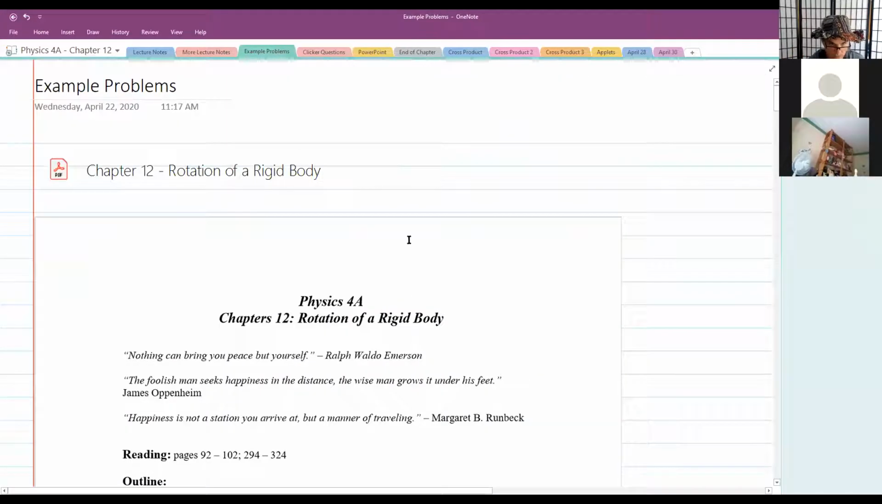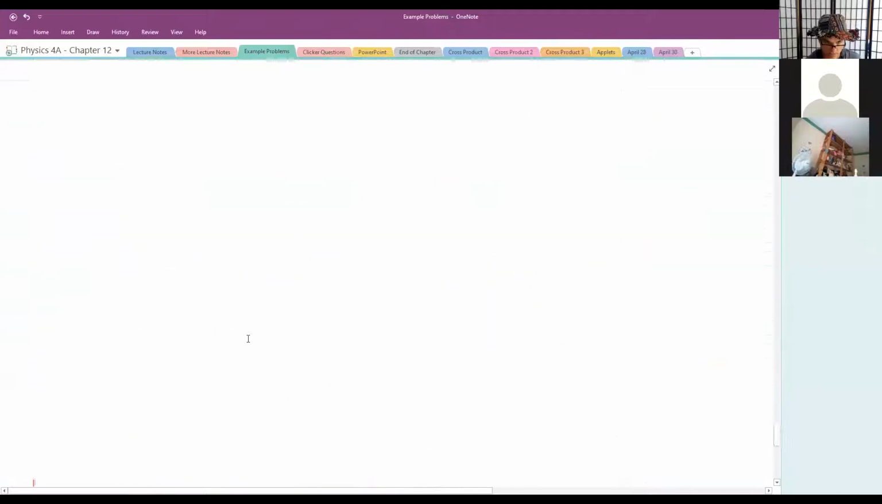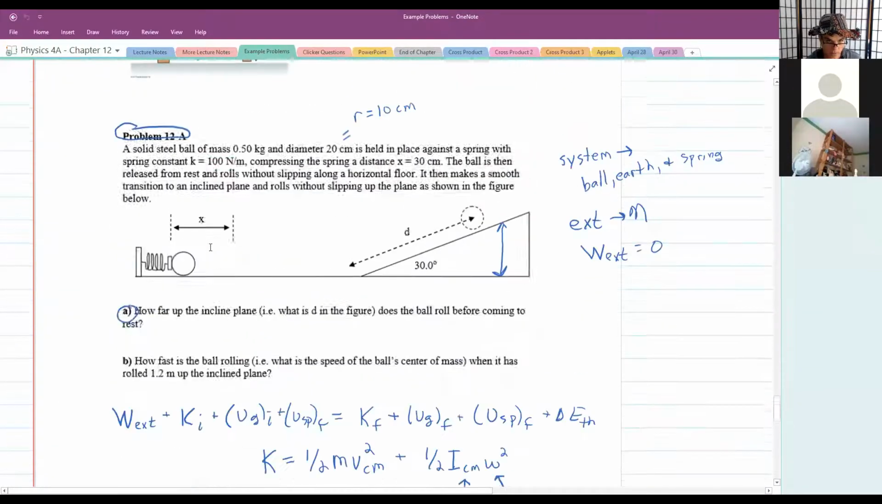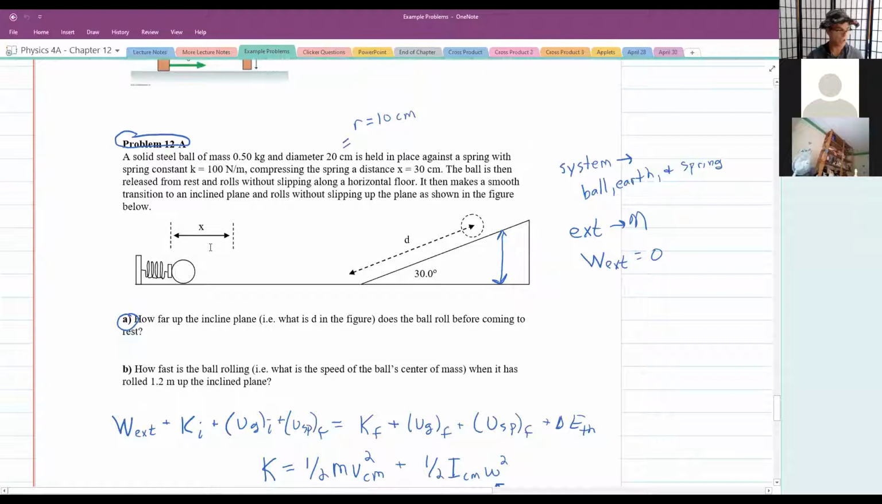Going back to this, why did it give me that? Initially, all the energy is the elastic potential energy stored in the spring. Then at the end, it's all gravitational potential energy of the mass in an elevated position. But now for part B, we want to know how fast is the ball rolling when it has rolled 1.2 meters up the inclined plane. So in this case, we want it when it has moved up the inclined plane by 1.2 meters.